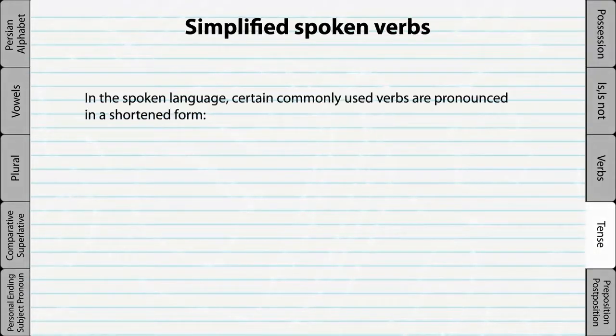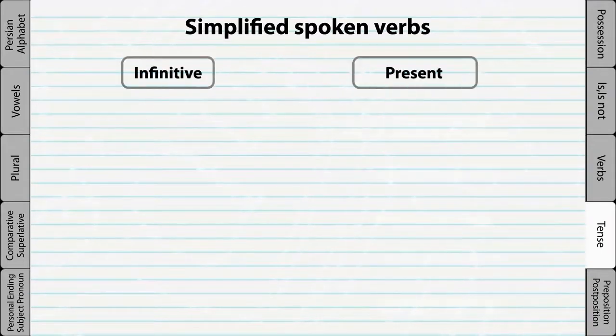In spoken Persian, for the present tense, certain commonly used verbs are pronounced in a shortened form. For example, the verb raftan, to go, is shortened to only its very first letter R. Then, just like any other present tense, we add the prefix me in the beginning and add the personal ending to the end. Some more examples.